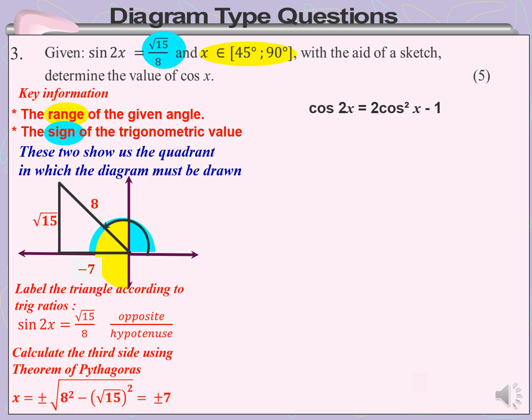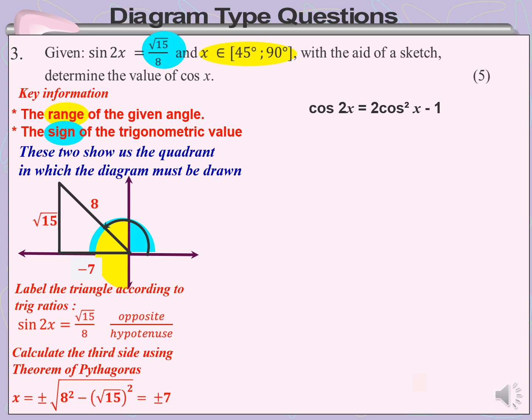We cannot read the value of cos x from a diagram that has been drawn using 2x. Please take note of that. That is actually the main reason why I particularly picked up this example. We cannot get the values of cos x from a diagram that has been drawn using angle 2x. To connect the two, we need double angle identities.